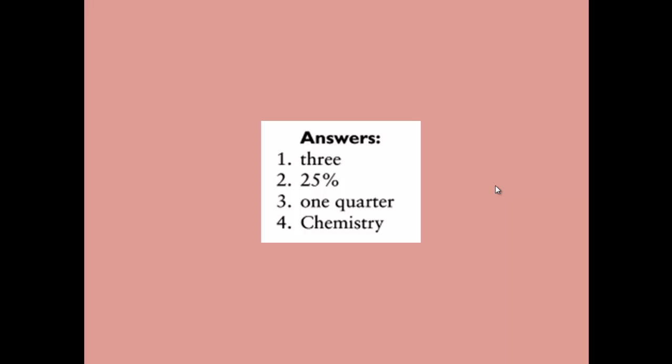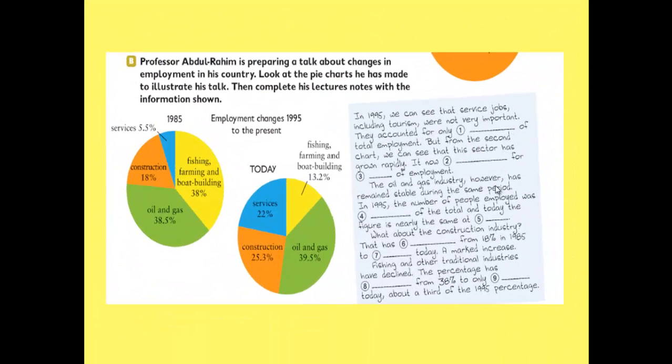Now let's do something else. Practice B. Professor Abdul Rahim is preparing a talk about changes in employment in his country. Look at the pie charts he has made to illustrate his talk. Then complete his lecture notes with the information shown.